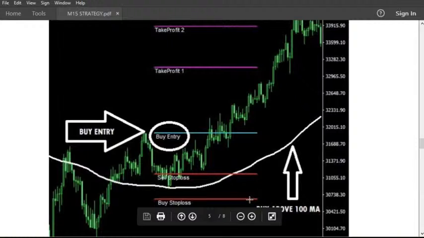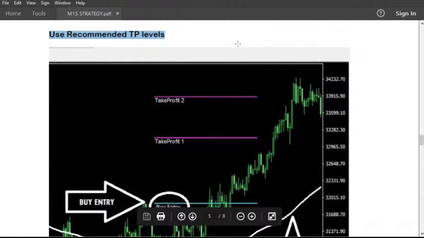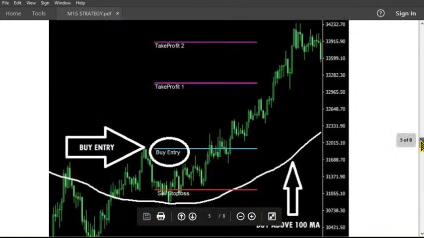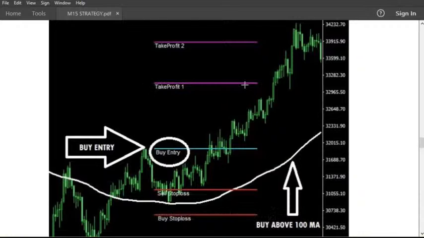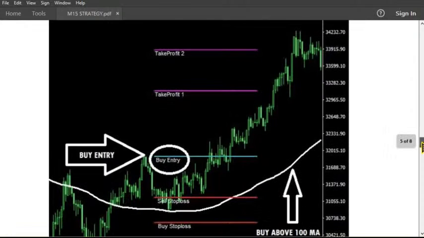That level there would be where you'd put your stop loss, and then there's take profit 1, 2, and there is 3. Every single time it gives you take profit 3. So you can either put your take profit there, or you can use the third take profit, and then you can just trail the market as it goes up and down. Okay, so yeah, those are the rules for the buy entries.